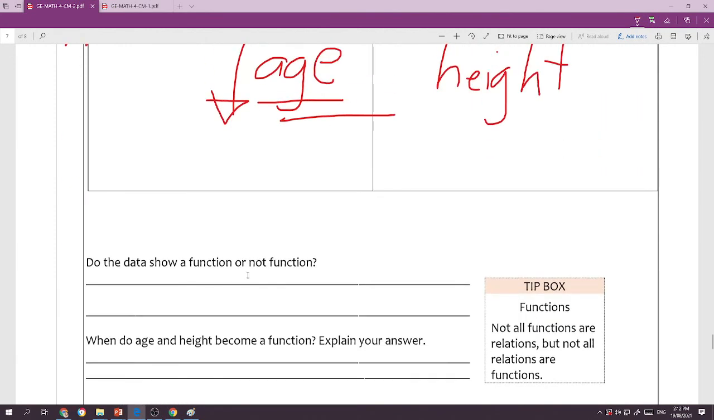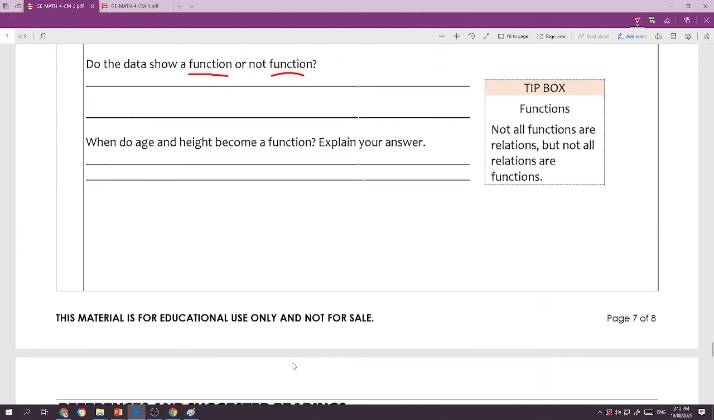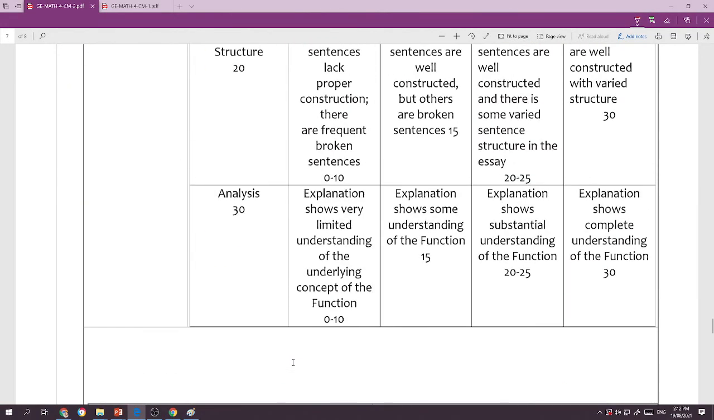Then you will answer the question. Is your data a function or not a function? What is a function? 1 to 1 and many to 1. That is a function. 1 to many is not a function. And then, you explain. When do age and height become a function? Explain your answer. Okay, you have something to do in the creating part.